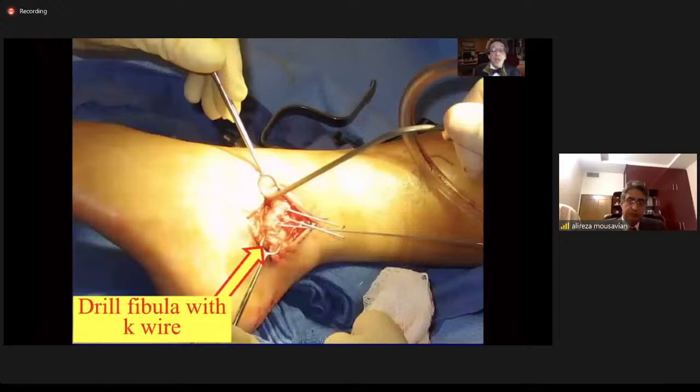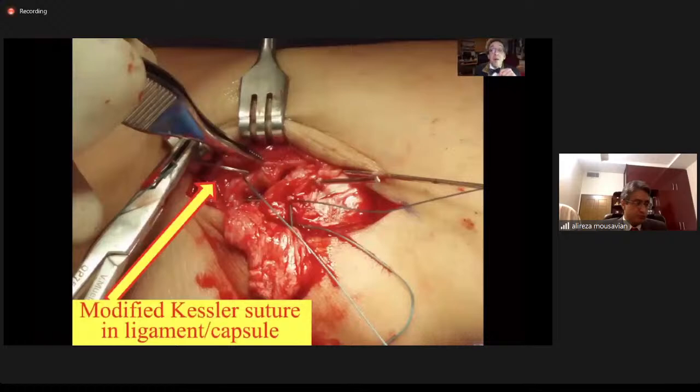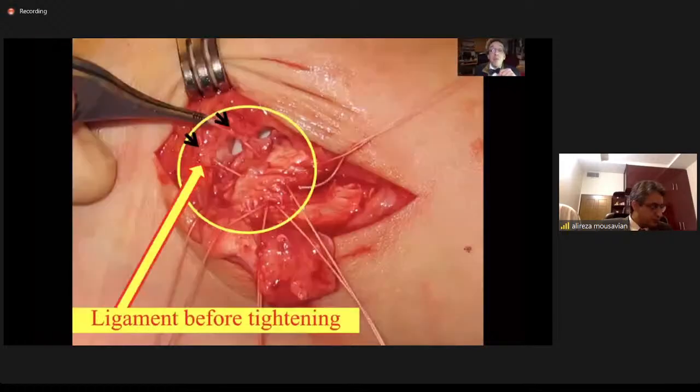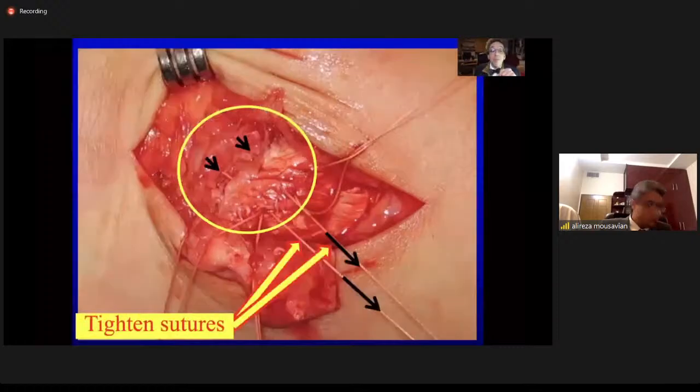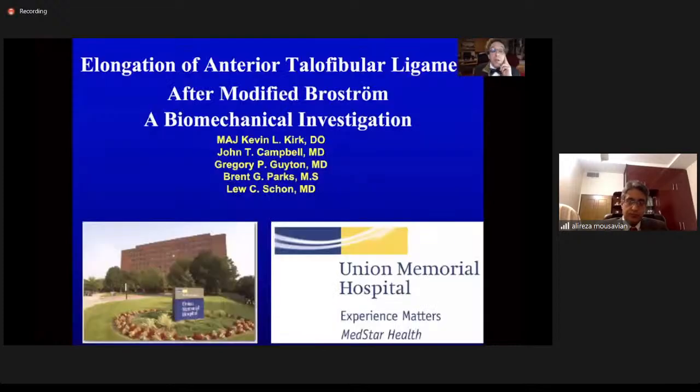I put K-wire tunnels in the fibula. I use suture. These days I'm using FiberWire, polyethylene, polyester suture, 3.0 or 2.0. If you have somebody very thin, you should use smaller suture so that you don't have knots. I'm pulling the ligaments into the bone, as you see here. And then I will tie the knots and then sew the periosteum over it. We looked at this and published in the literature with my partners, John Campbell and Greg Guyton.